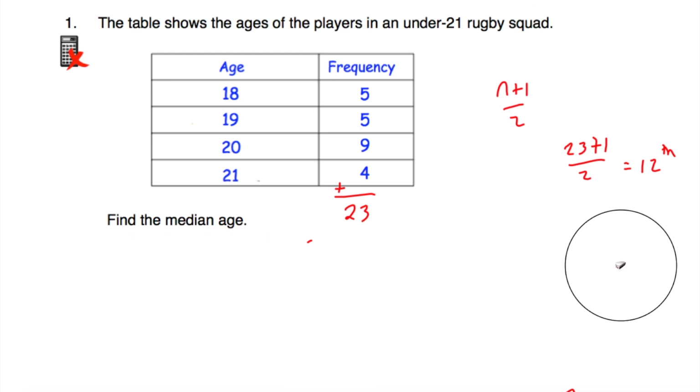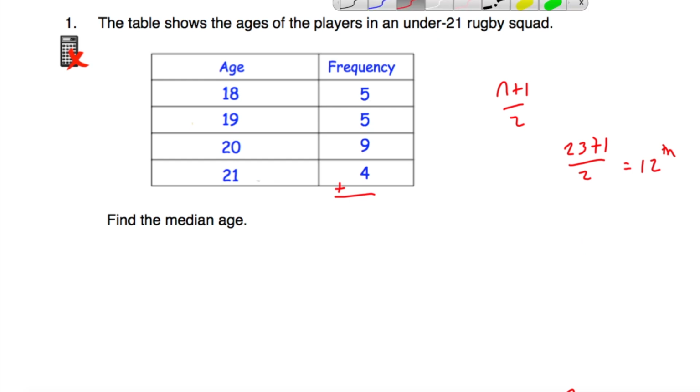We don't actually need it anymore. Now we know that that's the position of the median. So what I would do, in terms of my other approaches, is add up the frequencies to find the 23 people. I would then add 1 and divide by 2, and that'll tell me the position of the median is the 12th person. And then I would look at the table and find where the 12th person is.